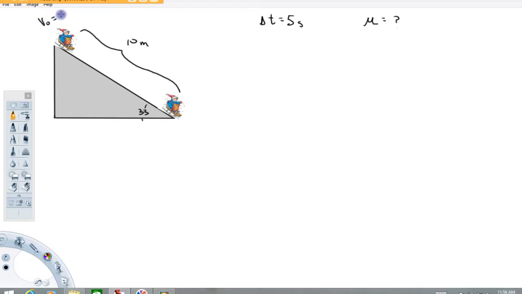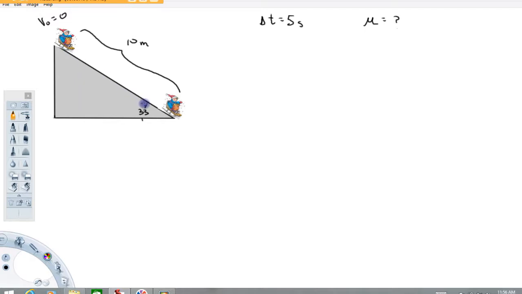So I'm going to put an initial velocity of 0 meters per second, and the child accelerates down this 10-meter incline, and we're going to imagine that the child gets to the bottom after 5 seconds. What we're going to do now is try to calculate, or at least estimate, some sort of frictional coefficient between the sled and the surface of the incline.